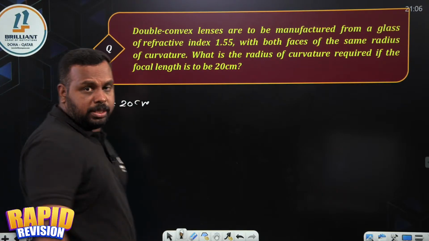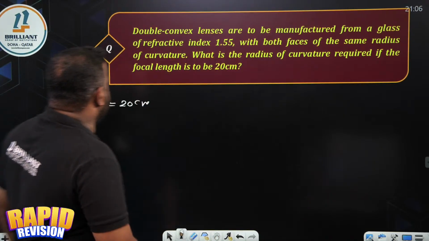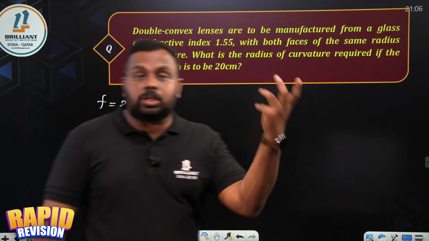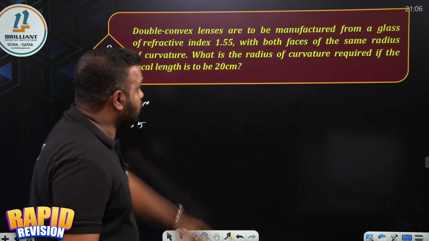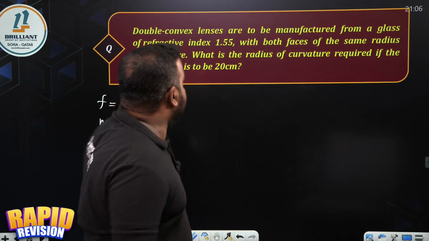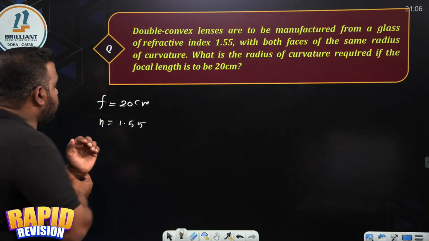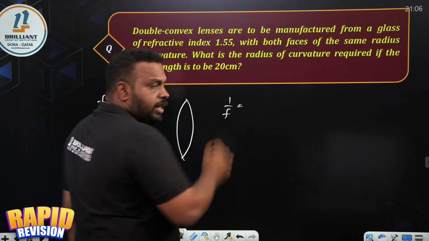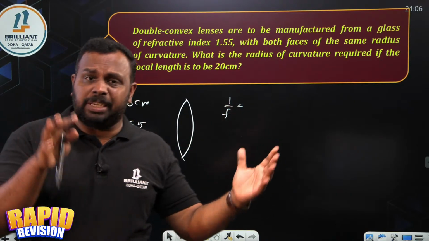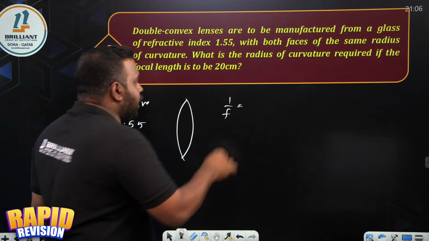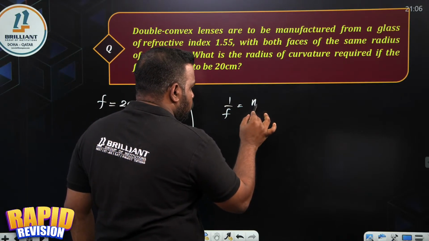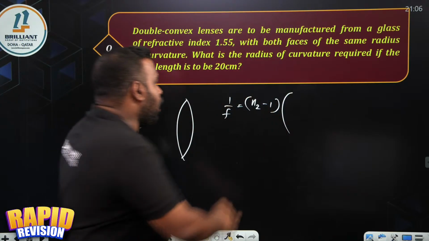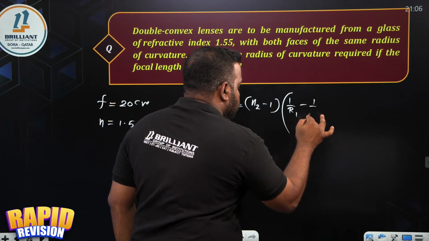So f is given as 20 centimeter. Okay, refractive index is given as 1.55. They are asking what is the radius of curvature, and it is given that both faces have the same radius. See, if this is a lens, 1 by f is equal to, here they did not say about the first medium, so you can take it as air. So n2 by n1 means simply n2 only. So n2 minus 1 into 1 by r1 minus 1 by r2.